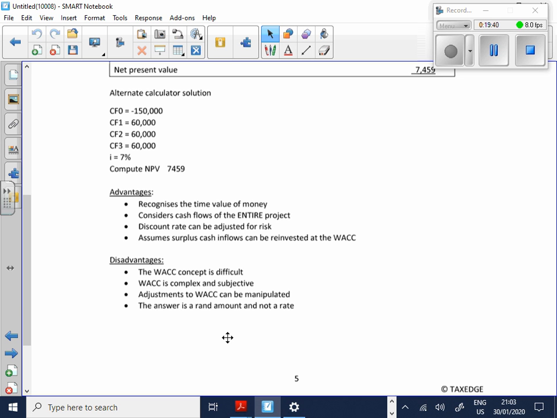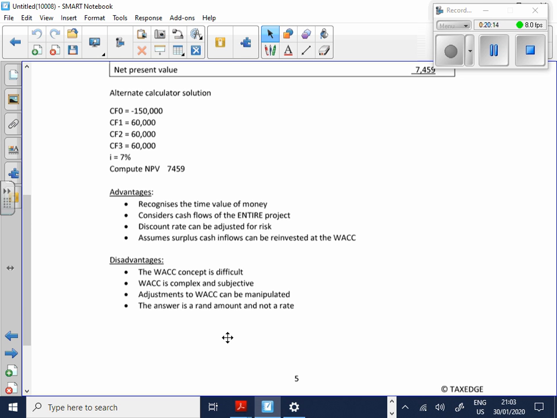So it's not like payback. Payback, after you've got your payback, you ignore it. This considers every single cash flow that it gives you. 3, discount rate can be adjusted for risk. It's 7%, but you know what? This project's riskier than the company, so I'll add 3 onto it. 4, assumes surplus cash inflows can be reinvested at WACC. That's good, because that's what should be happening, guys. My company generates a return of 15% WACC. If I've got money in it, that's the money that I'm going to be able to generate traditionally.